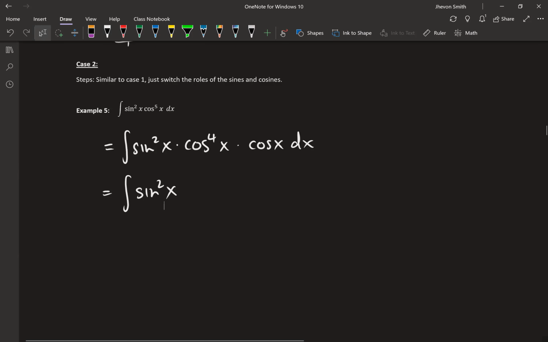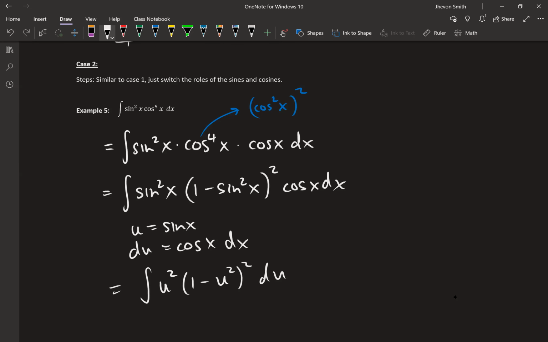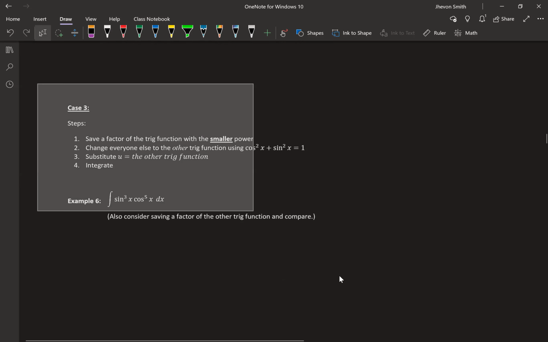Okay, how do I change cosine to the fourth to sine functions? One minus sine squared. Right, so cosine to the fourth is the same as cosine squared, squared. So then this is going to be 1 minus sine squared, squared. Then I would do u equals the sine. Your du is going to be cosine. And so this is going to become the integral of u squared times 1 minus u squared du. All right, how do I do that integral? We're running into case three here.